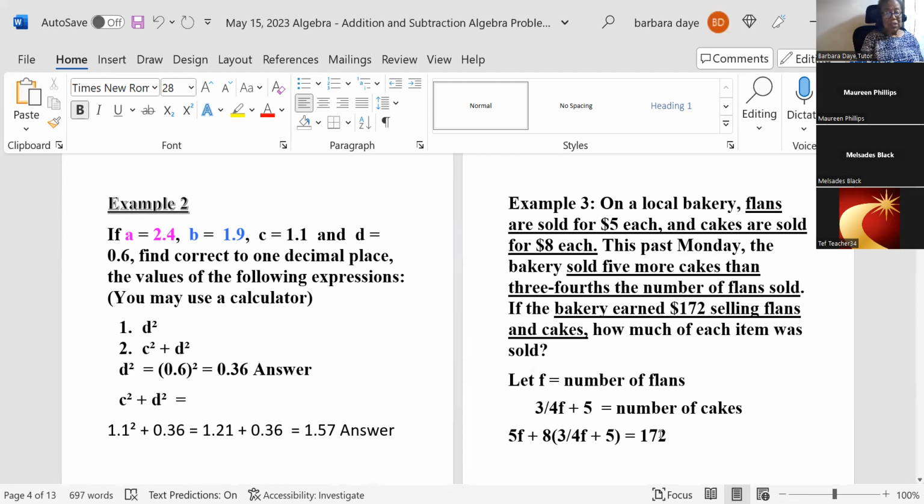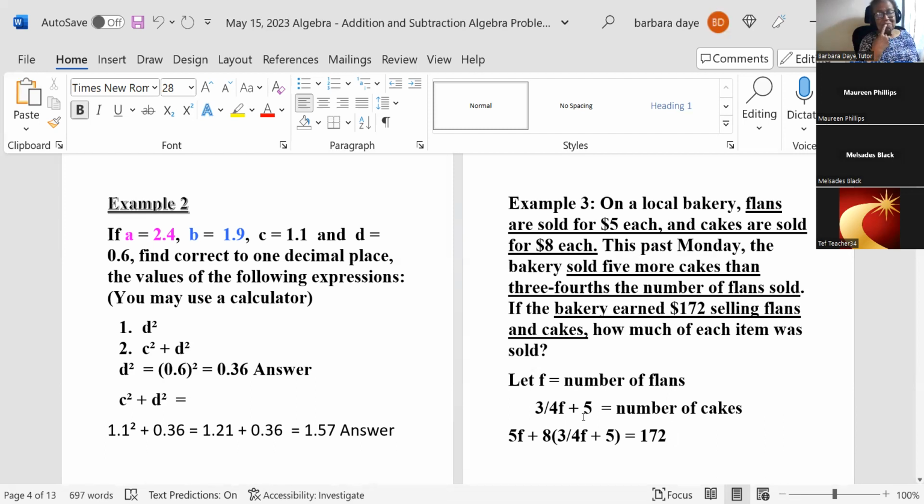Any questions on this setup right here? I translated "5 more than 3/4" the number of flans. But you need the cost of the flans and the cost of the cakes, because you were given the total earned from the flans and the cakes. So you'd have to solve this equation for the flans. And once you get the flans, you take 3/4 of that number, add the 5, and you get the number of cakes.